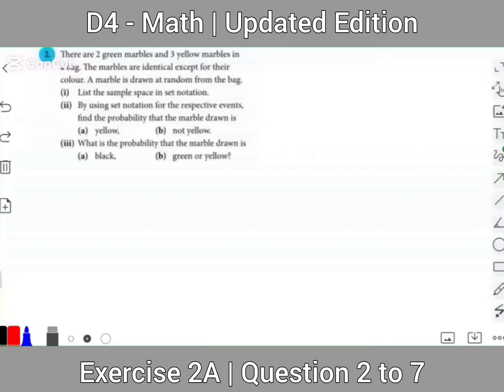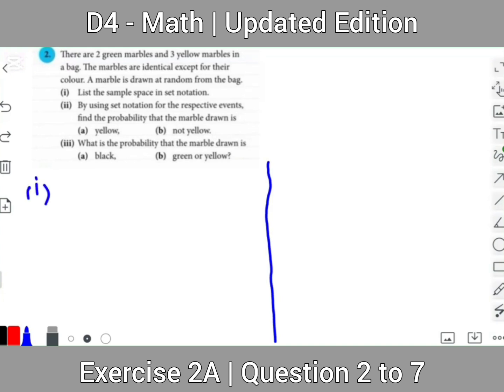Now in question 2, there are 2 green marbles and 3 yellow marbles in a bag. The marbles are identical except for their color. A marble is drawn at random from the bag. In part 1, list the sample space in set notation. So first we will have to find out the sample space in set notation.